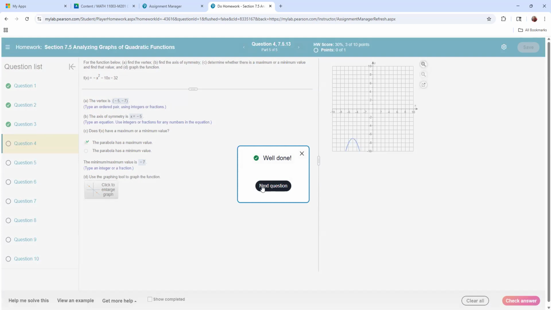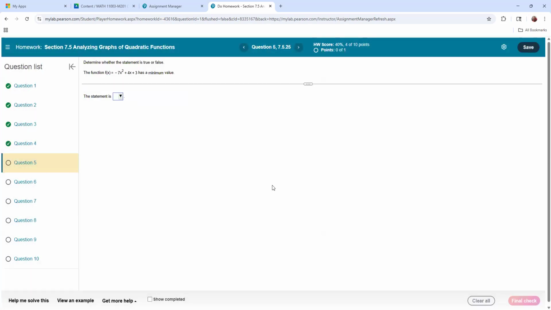All right, so y'all got a few true falses coming up. So let's play with these. So y'all, is this true or false? The function f of x equals -7x squared plus 4x plus 3 has a minimum value. Would that be true or false? And remember, we're looking at A on this one.